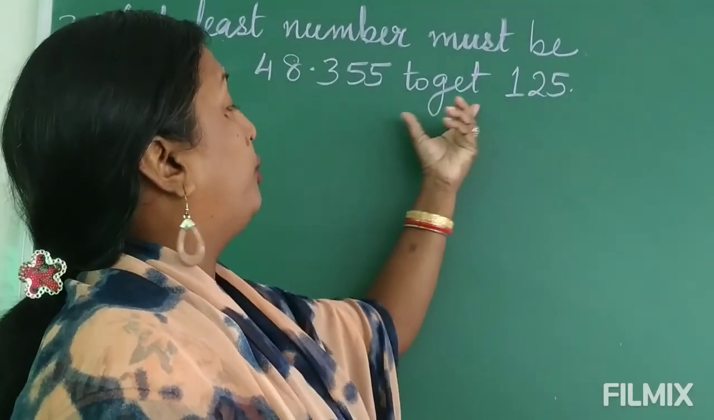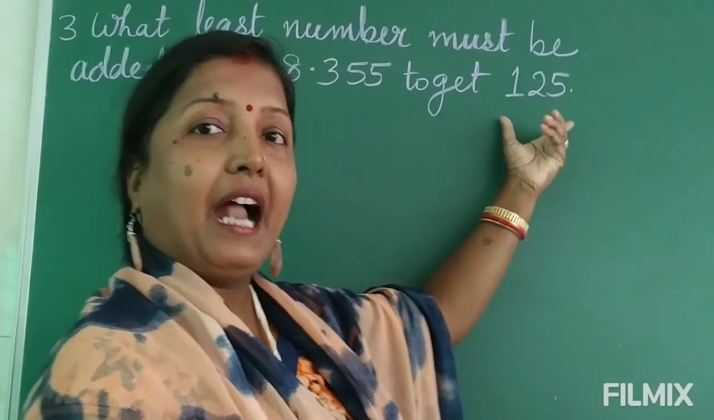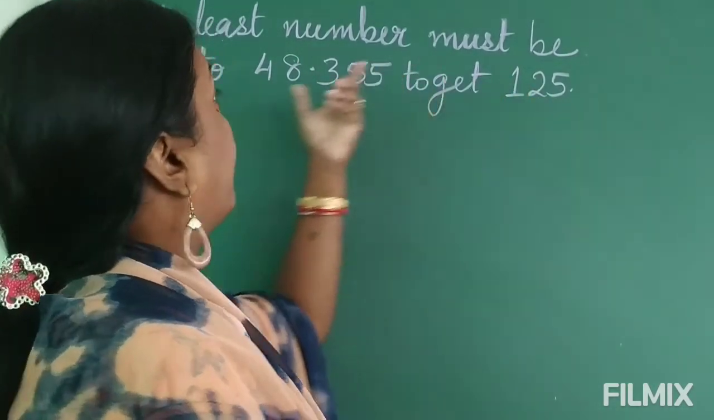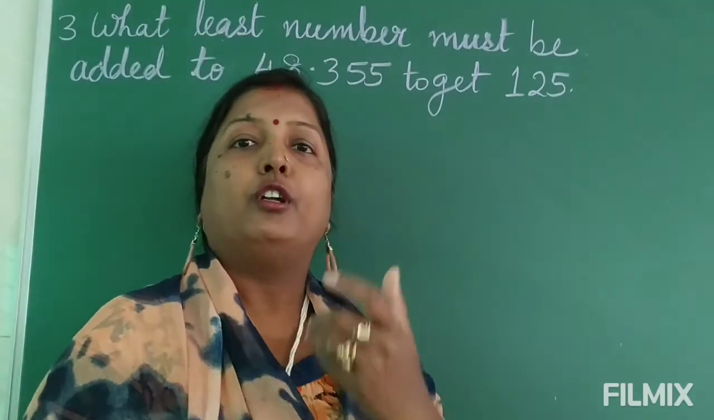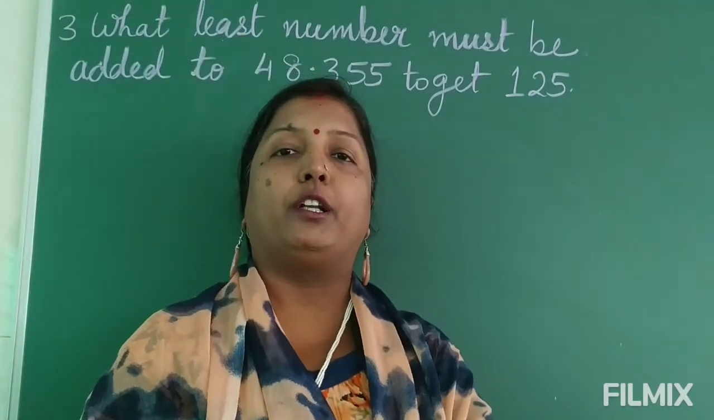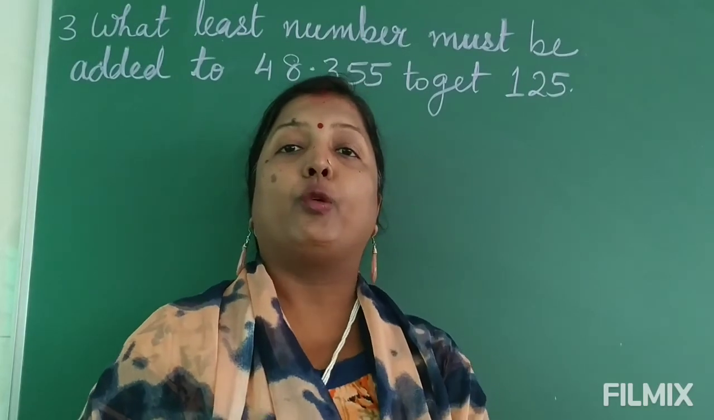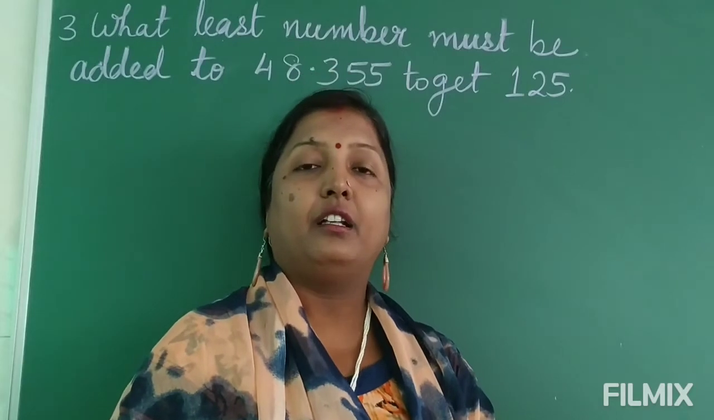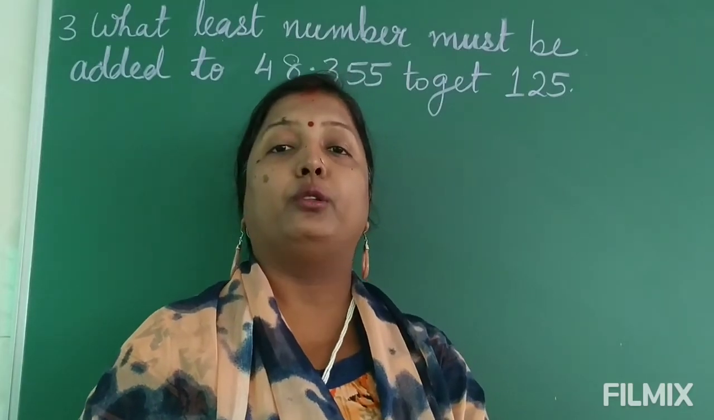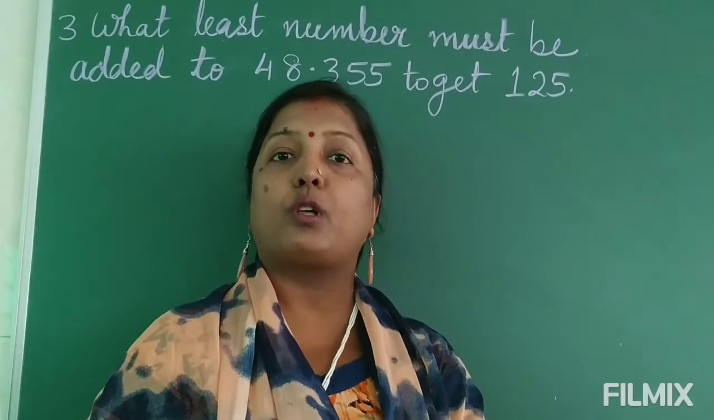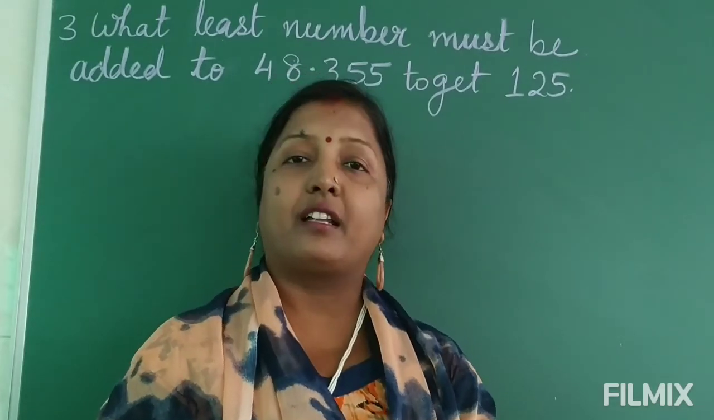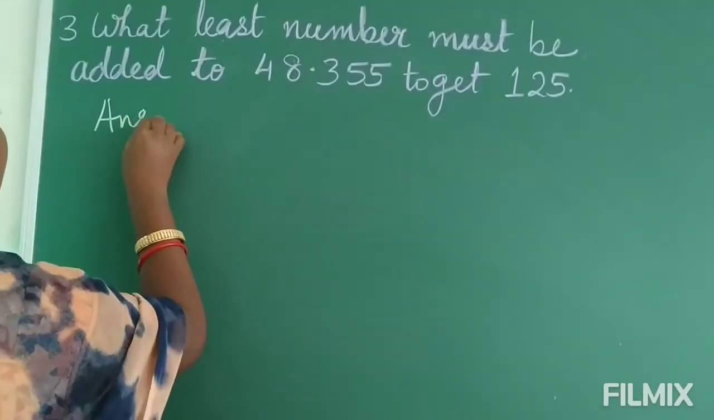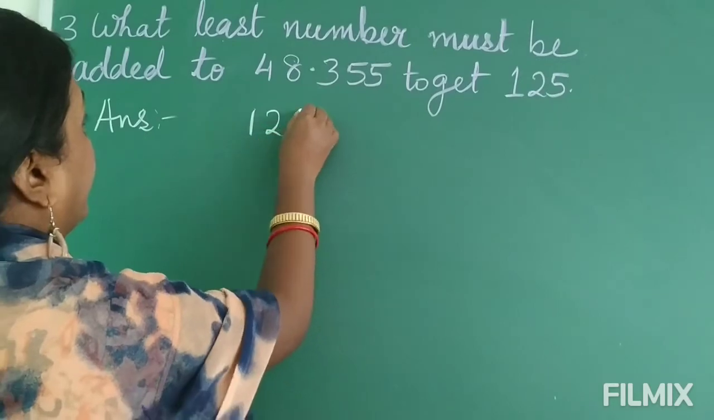So now we know the number to get is a bigger number and you have to get it by adding to it, which means you have to subtract 48 from 125. Because what should be added to 20 to get 28? What you actually did was 28 minus 20 and you got 8. When I said what should be added to 10 to get 15, what you actually did was 15 minus 10 and you got the answer as 5. So the same thing we are going to do here. We will go for subtracting 48.355 from 125.